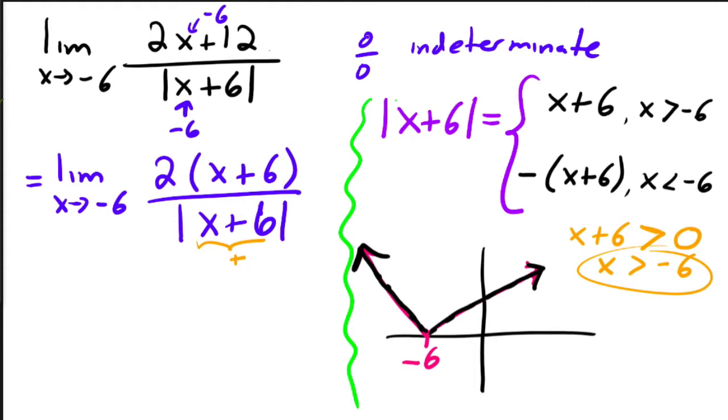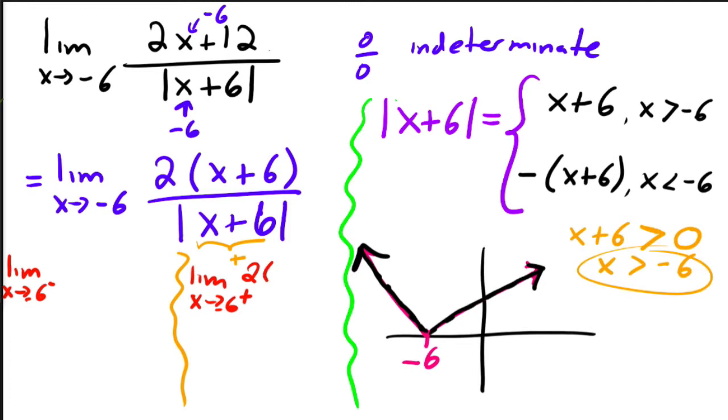Okay, now this guy though, this limit, notice that it's different. It's going to be different for the left side and the right side. So we have to find those separately. We need to find the limit as x approaches -6 from the left, and the limit as x approaches -6 from the right. Okay, now let's do the one from the right first.